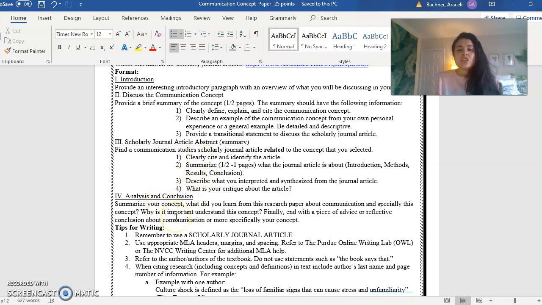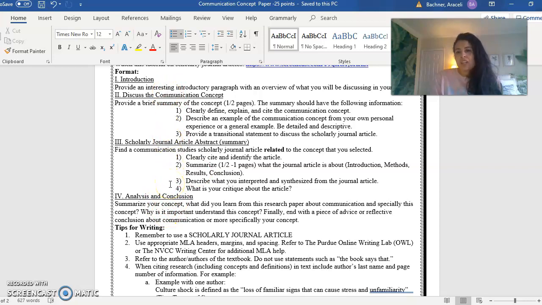And then finally, you need to analyze and provide a conclusion. So basically, give me your 2 cents about what you thought of your communication concept and the journal article you read related to it. What's a piece of advice? What's something you've learned from it? And just give a nice closing statement that's reflective and specific about your concept. Okay, so that's your 4th paragraph. And as you see, there's an introduction, discuss the concept, discuss the journal article, and then your 2 cents, right?